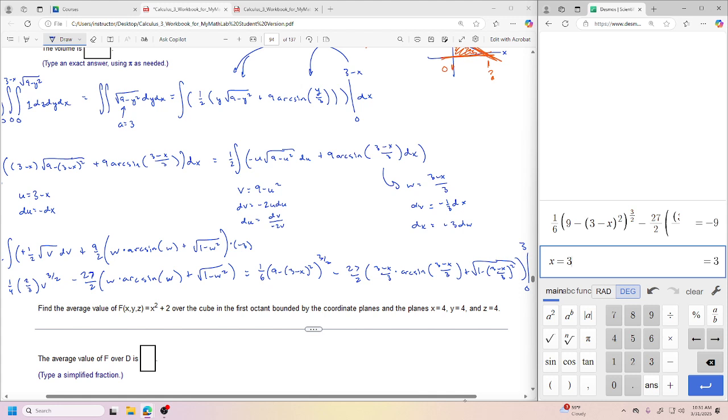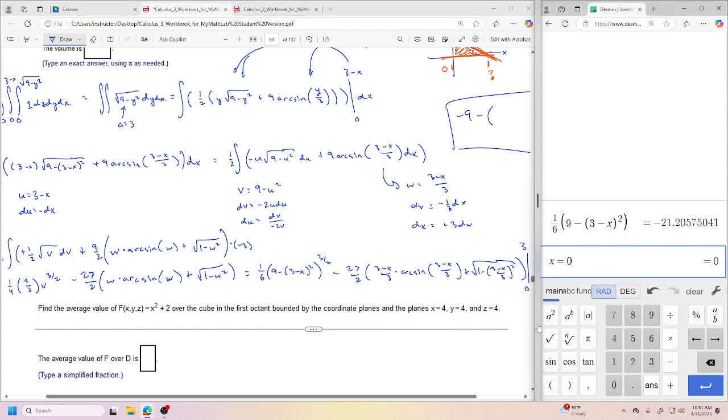I'm just going to write down, I have to write somewhere. I'm going to write right here, I guess. So we got -9 minus, and I'm going to plug in a 0. I wonder if degree radian mode means something. Oh, we still got -9 for that guy. 21.2057.